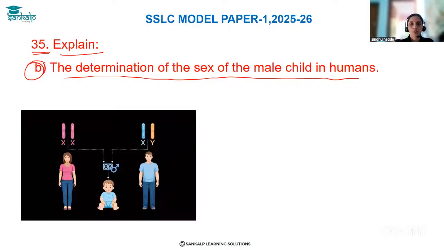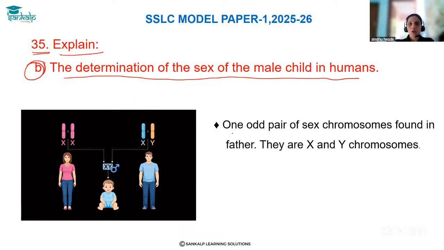Okay. First of all, here we can see the male and female chromosomes. First thing is one odd pair of sex chromosomes found in father. They are X and Y chromosomes. See, this father contains an odd pair of sex chromosomes, that is X and Y. X and Y are sex chromosomes in male.